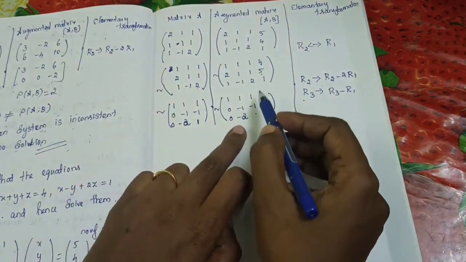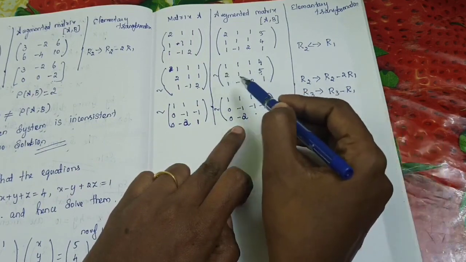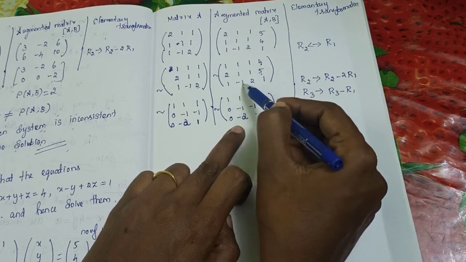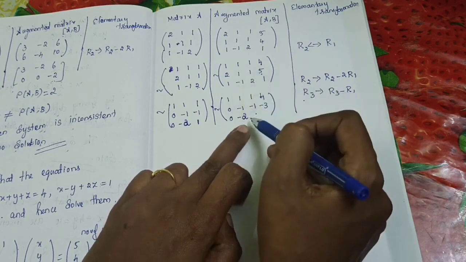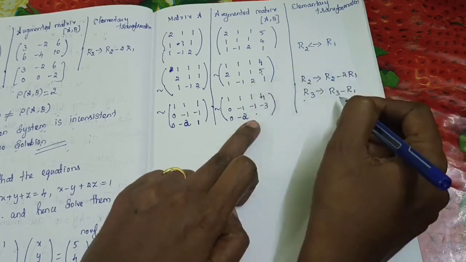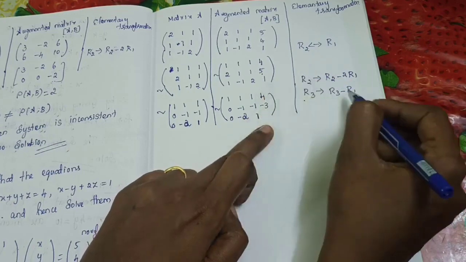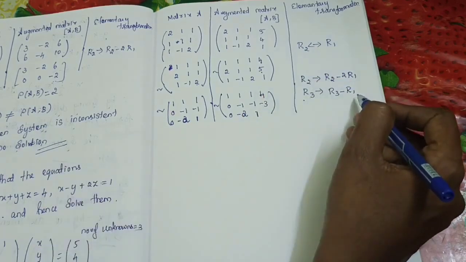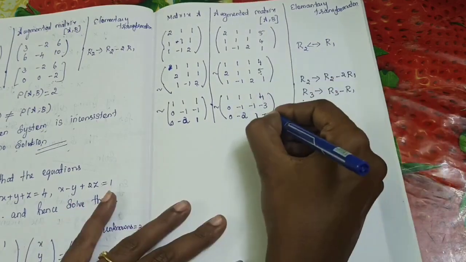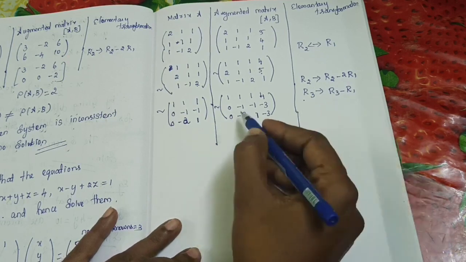Sorry, it's minus 2. That is R3 minus R1. Is it right? So where is R3? R3 minus R1. So minus 1 is there. Minus 1 minus 1 means minus 2 you will get. Okay. Then the next term: 2 minus 1, so that one is 1. Next entry, 1 minus 4. So 1 minus 4 is minus 3. Understand? Yes.